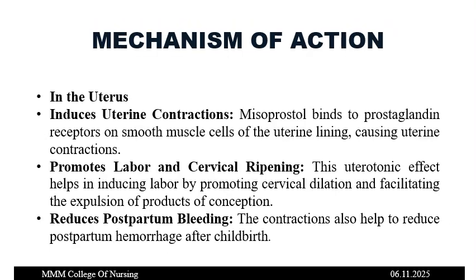In the uterus, what happens? It induces uterine contraction, promotes labor and cervical ripening, and reduces postpartum bleeding. It induces uterine contraction: misoprostol binds to prostaglandin receptors in the smooth muscle cells of the uterine lining, causing uterine contractions. Promotes labor and cervical ripening: this uterotonic effect helps in inducing labor by promoting cervical dilatation and facilitating the expulsion of the products of conception. Reduces postpartum bleeding: the contraction also helps to reduce postpartum hemorrhage after childbirth.